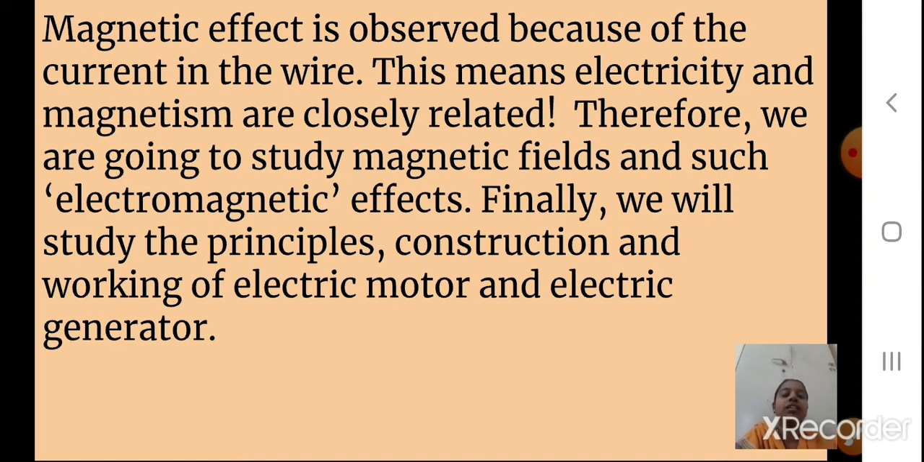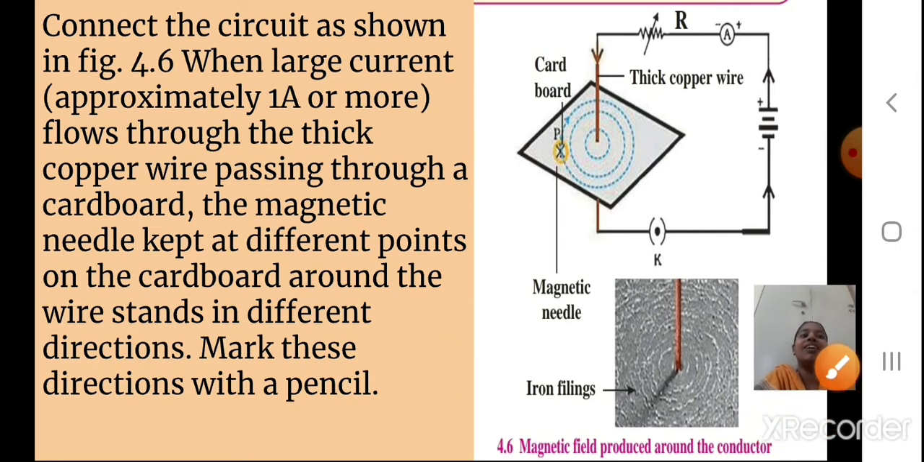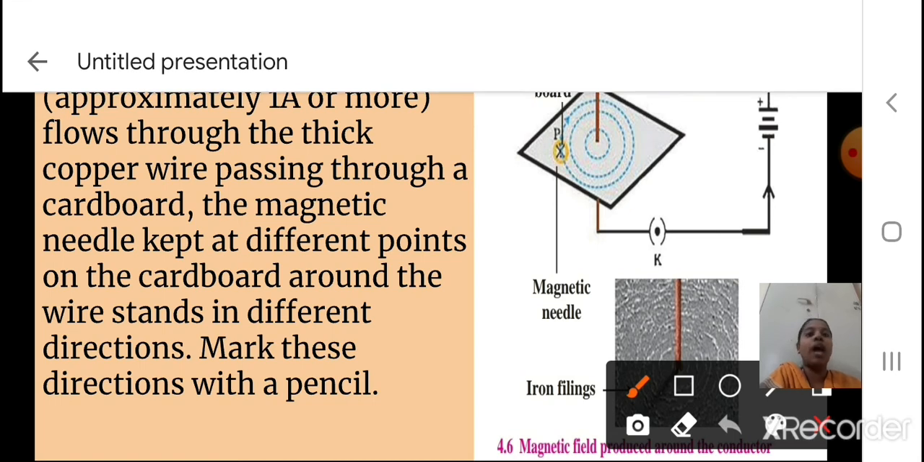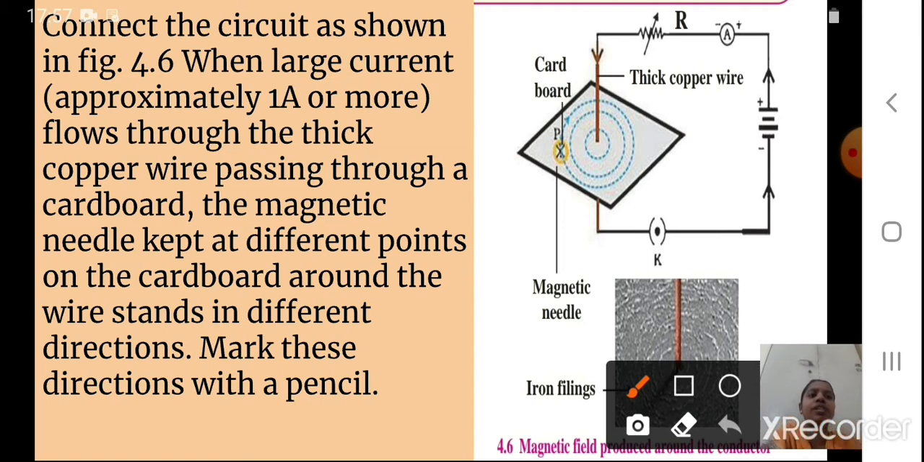Now see here the next part. Now we are going to do one more small experiment. What is this experiment going to tell us? It is going to tell us that a magnetic field is produced around a conductor. How the magnetic field is produced around a conductor, that we will see. Connect the circuit as shown in figure 4.6. So this is your figure 4.6.